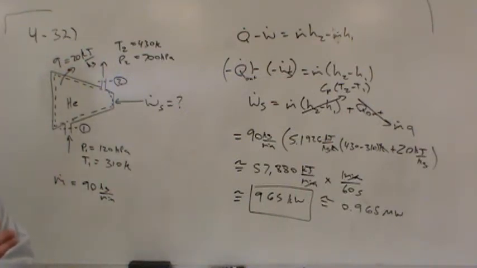That's a whole lot of light bulbs. That's a whole lot of homes. If you drew 4 kilowatts at your home continuously, you'd have an electric bill that's about 4 times what you're used to. Most homes draw about a kilowatt or so on average. So this is 965 homes, basically, almost 1,000 homes.